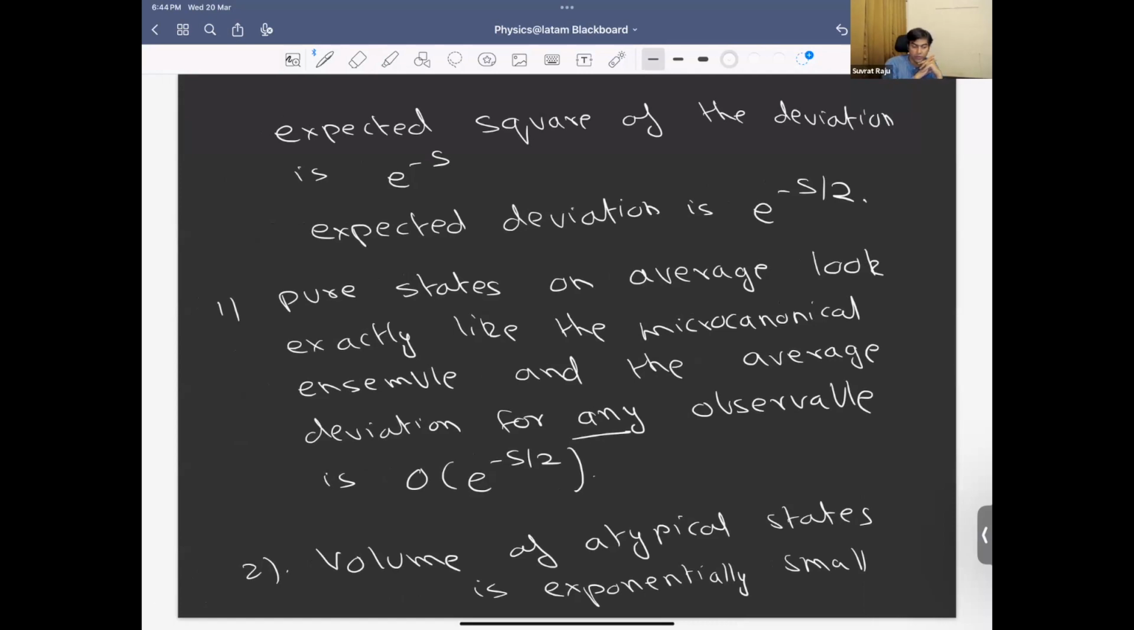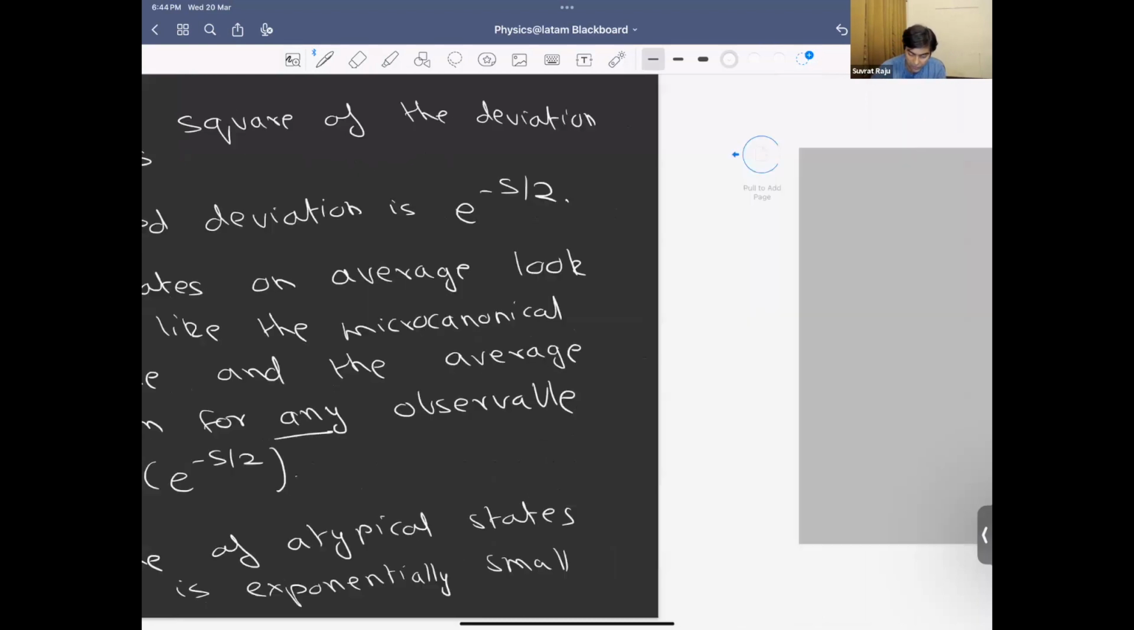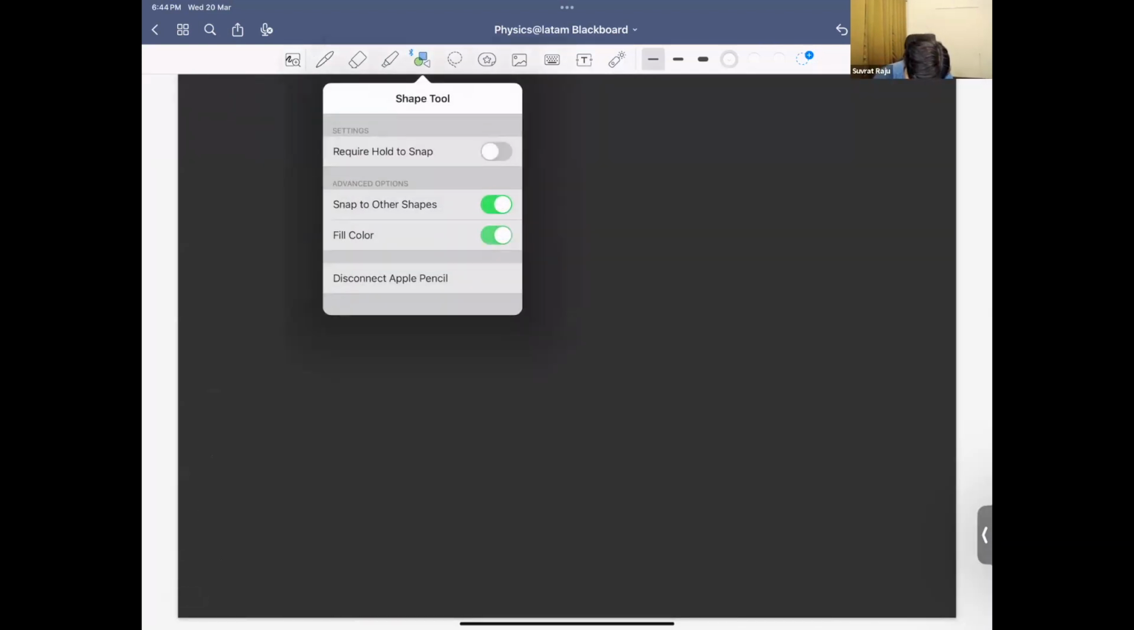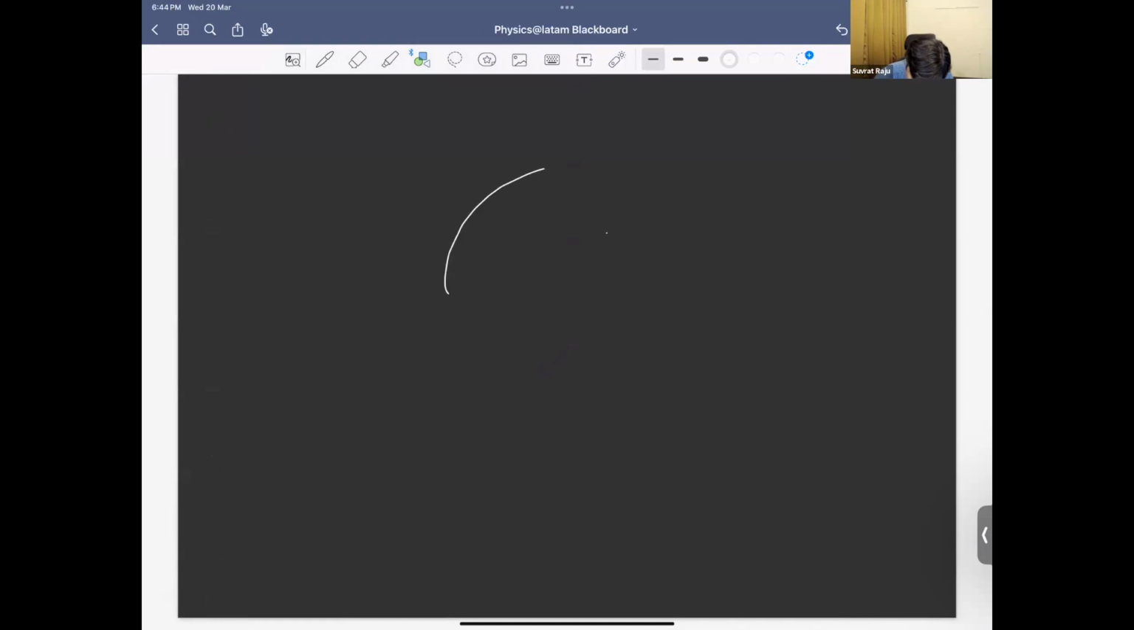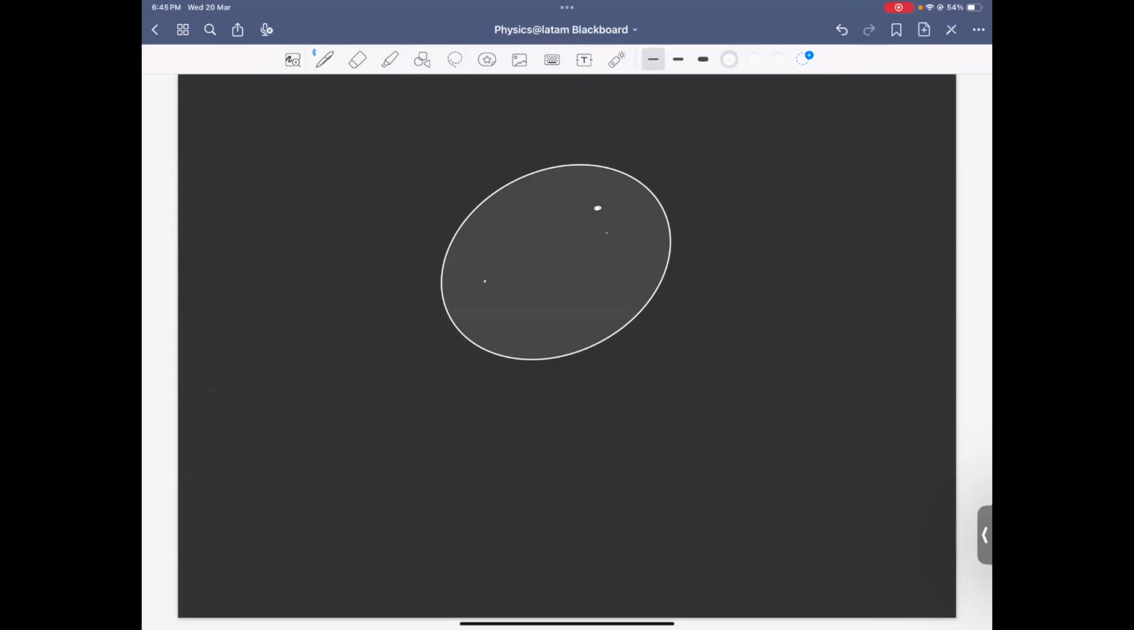Okay, are there any other questions? So what is the picture that we arrived at? The picture we arrived at was that this was the Hilbert space, and then there are some small atypical spaces.